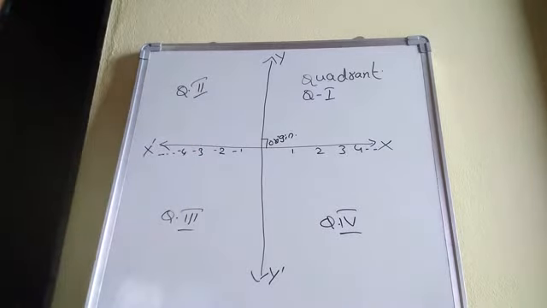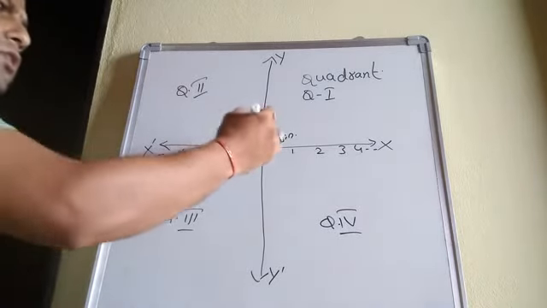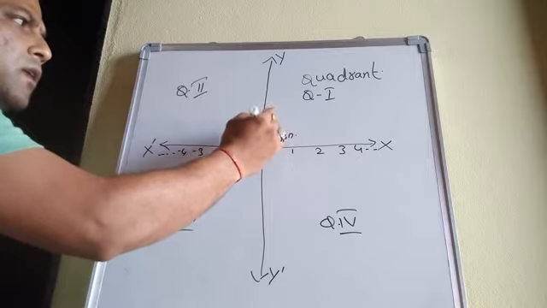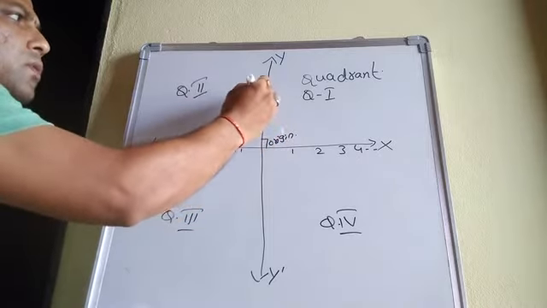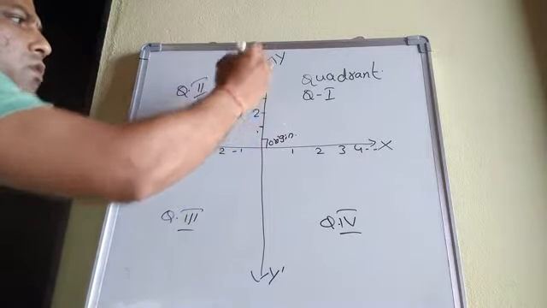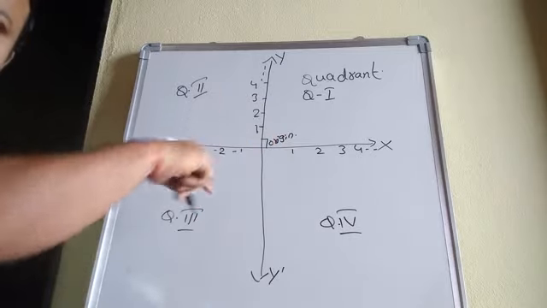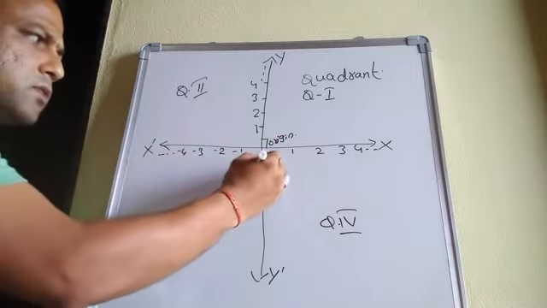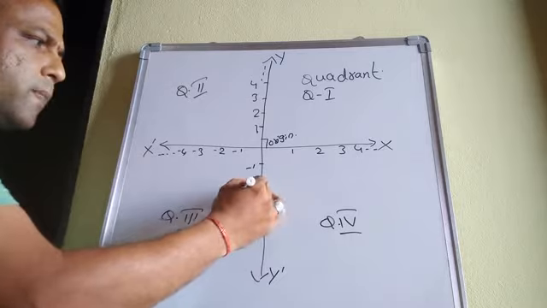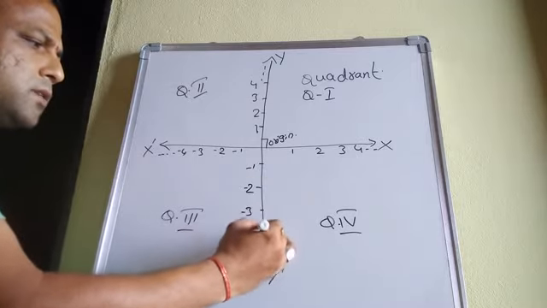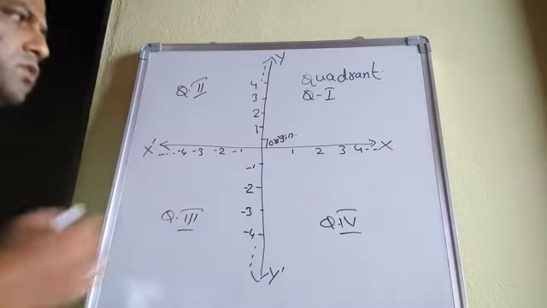And to the top of the y-axis, which numbers do we represent? Positive numbers: 1, 2, 3, 4, and so on. And to the bottom we represent negative numbers: -1, -2, -3, -4, and so on.